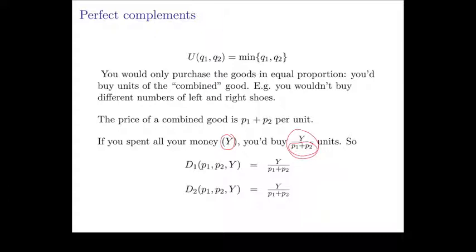So if you're buying Y divided by P1 plus P2 units of this combined good, then you're buying that many units of the first good and the same number of units of the second good. So your demand for the first good as a function of P1, P2, and Y is just Y divided by P1 plus P2. So now if I want to draw your demand curve for good 1, how am I going to do that? Well, I need to know what P2 and Y are.